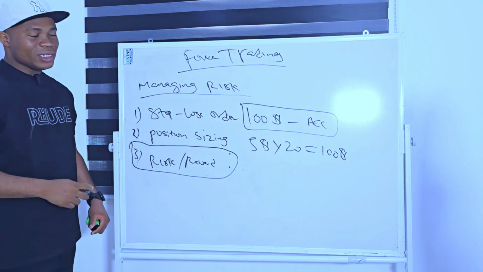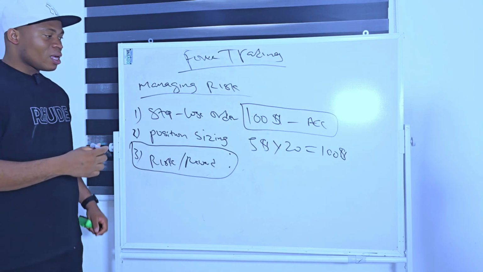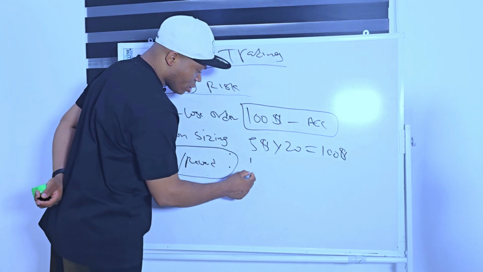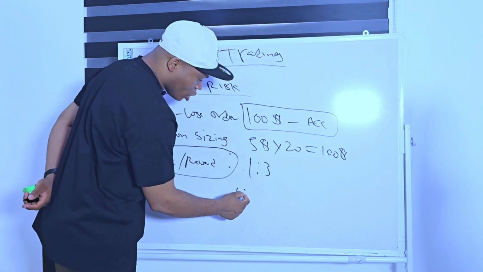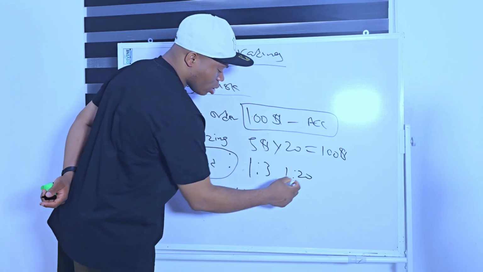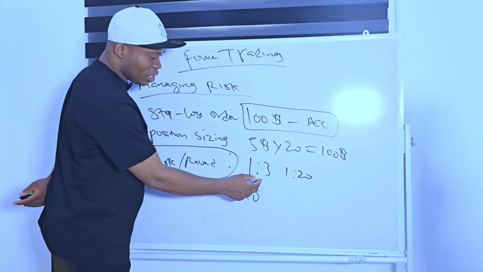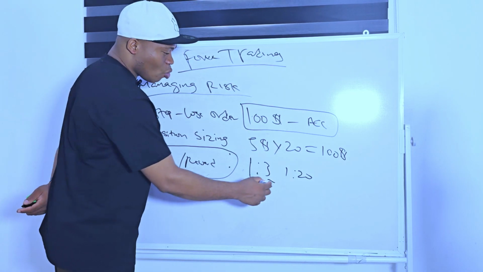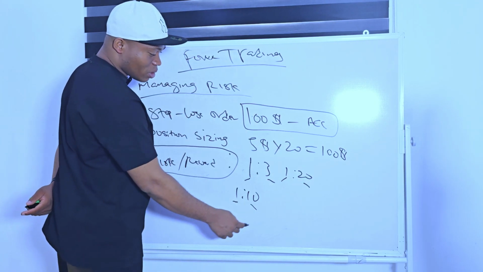Now this risk to reward depends on the strategy or the system that you are using. There are some people using 1:3, there are people using 1:10, and there are people using 1:20. 1:3 simply means they are risking 1% to make 3%, or risking 1% to make 20%, or risking 1% to make 10%.